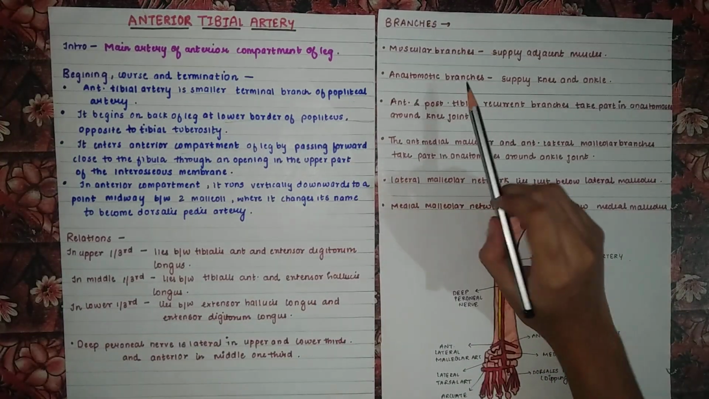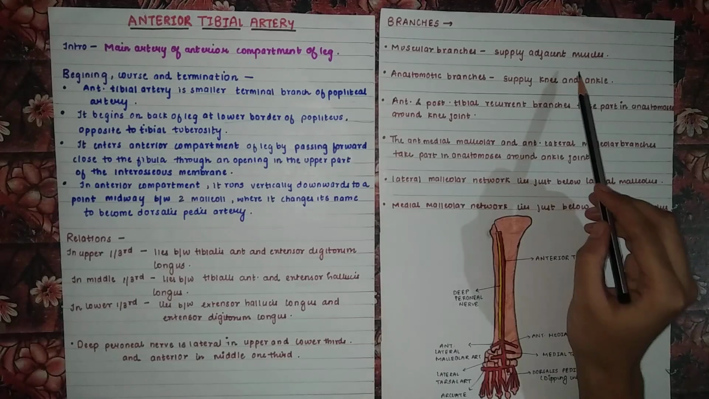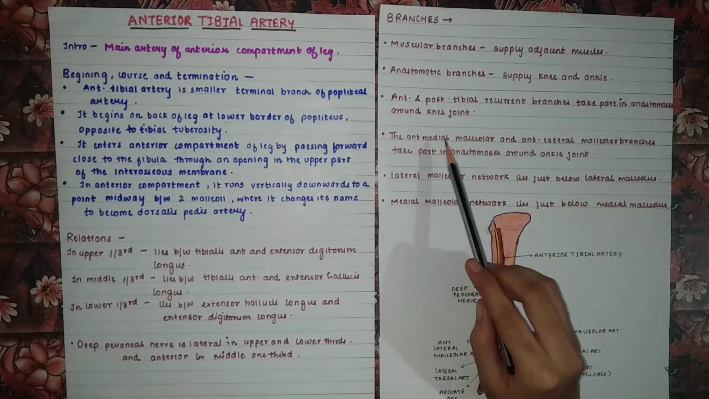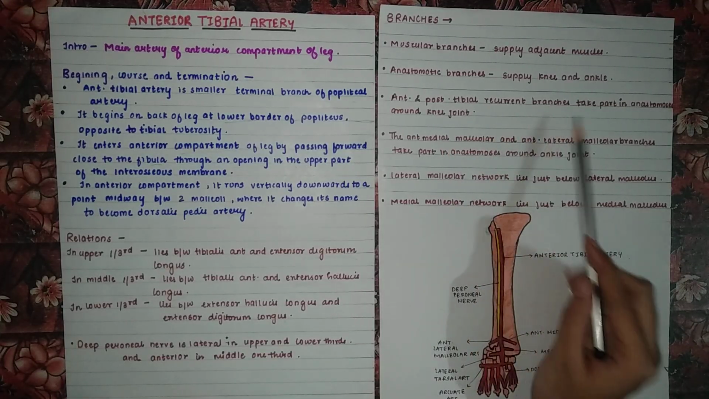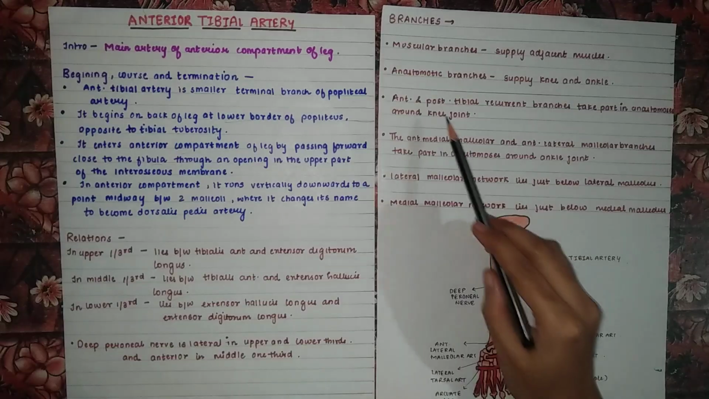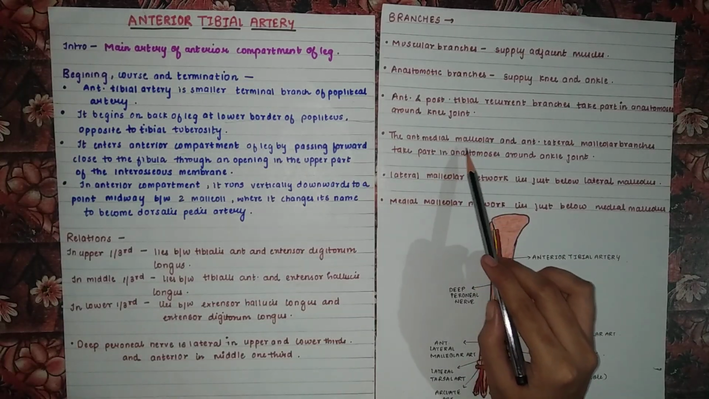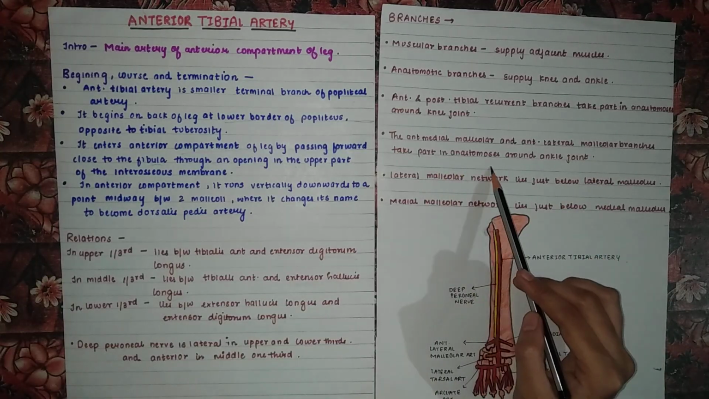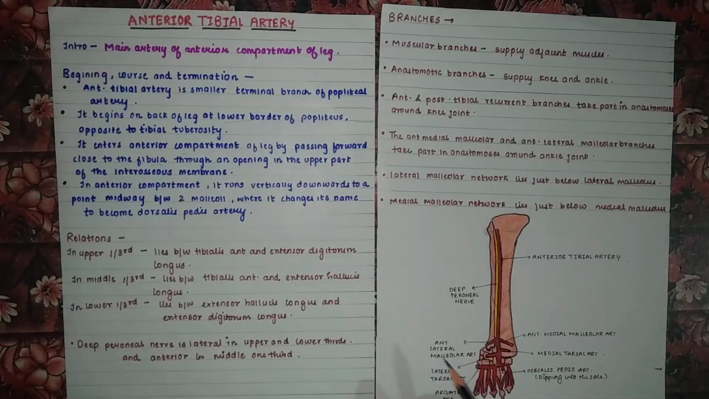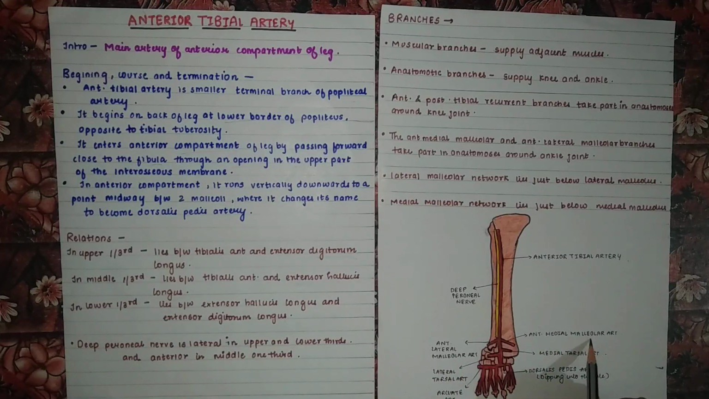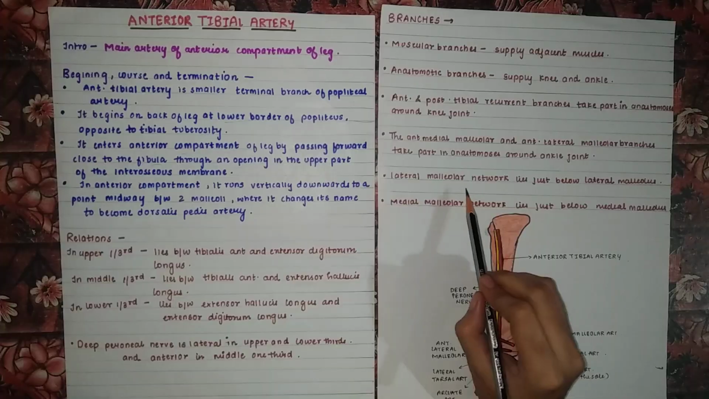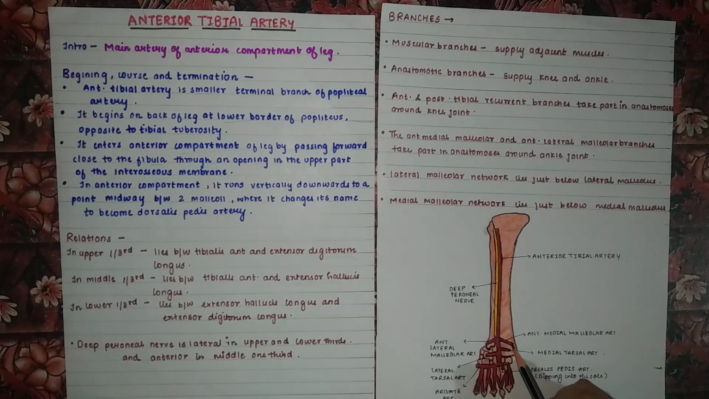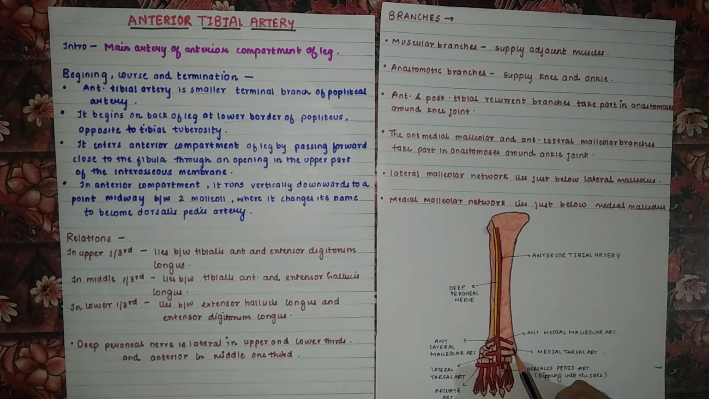Its branches: it has muscular branches which supply the adjacent muscles, anastomotic branches which supply the knee and the ankle, anterior and posterior tibial recurrent branches which take part in anastomosis around the knee joint. The anterior medial malleolar and anterior lateral malleolar branches take part in anastomosis around the ankle joint. Lateral malleolar network lies below the lateral malleolus, and medial malleolar network lies below the medial malleolus.